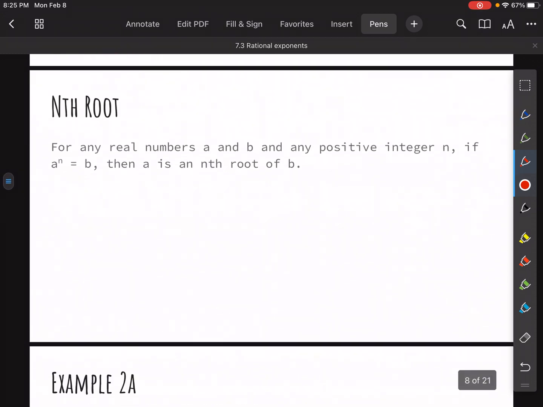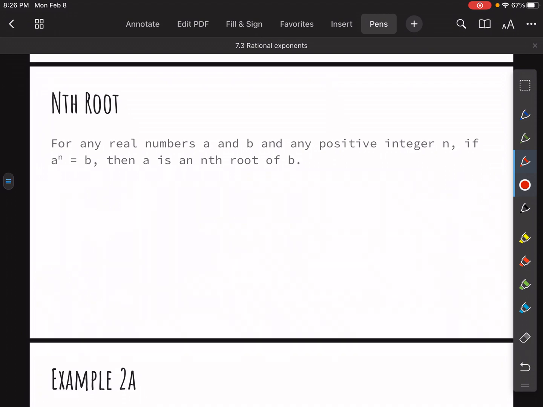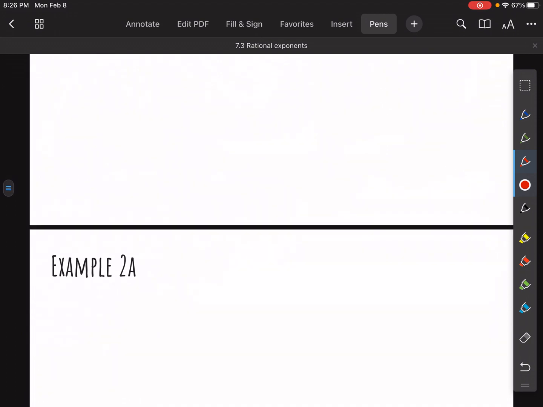All right, let's keep going here to the nth root. For any real numbers a and b and any positive integer n, if a to the n is equal to b, then a is an nth root of b. That's an official definition. Let's see what that actually means with a couple of examples.